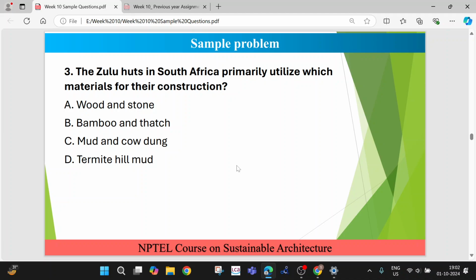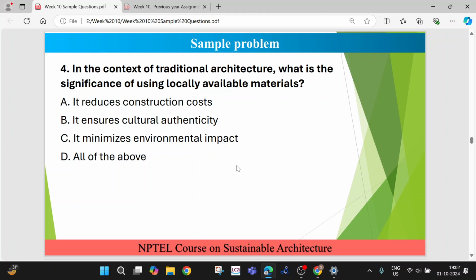Fine. So let's move to the fourth question then. I think you will be giving the right answer to this question also, because it is just asking you, in the context of traditional architecture, what is the significance of using locally available materials?